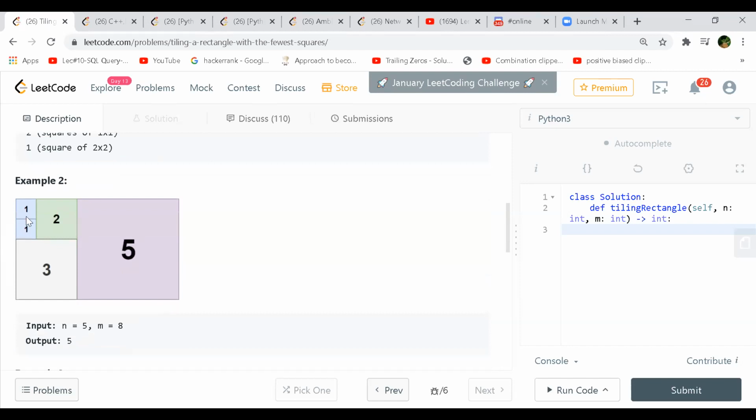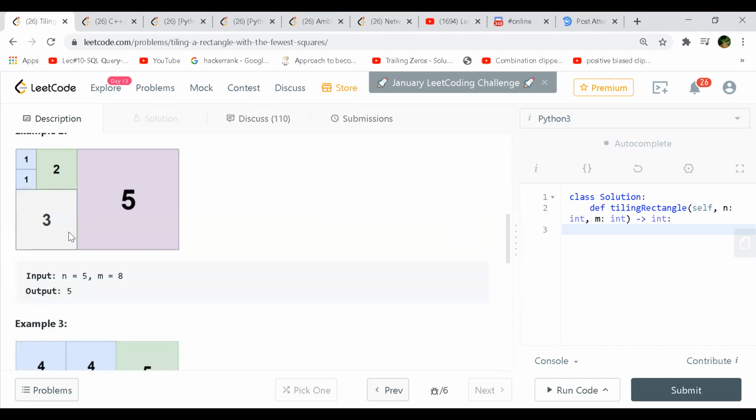Here again, this is the arrangement for 5 cross 8. So 5 is the width and 8 is the length. In that you can place a bigger square of size 5, then a square of size 3, then a square of size 2, and then 2 squares of size 1.